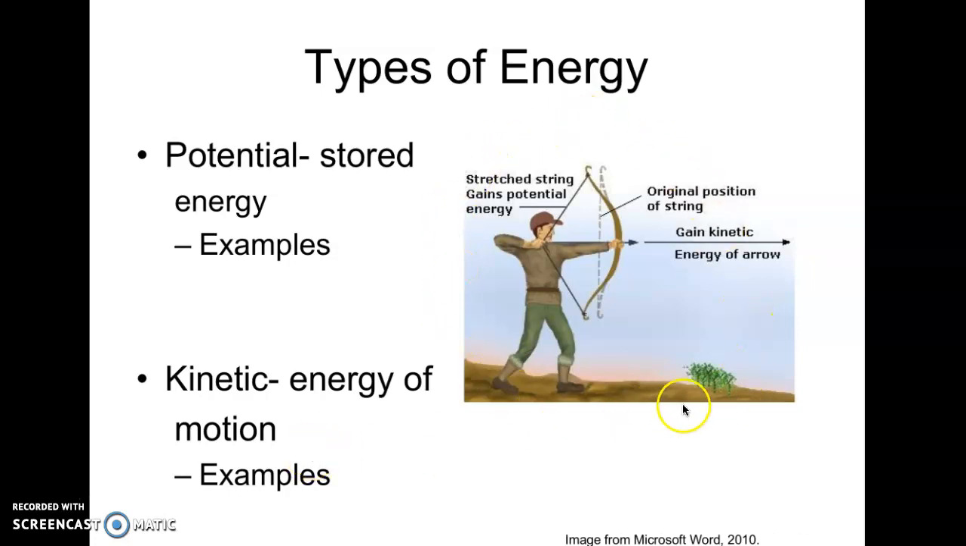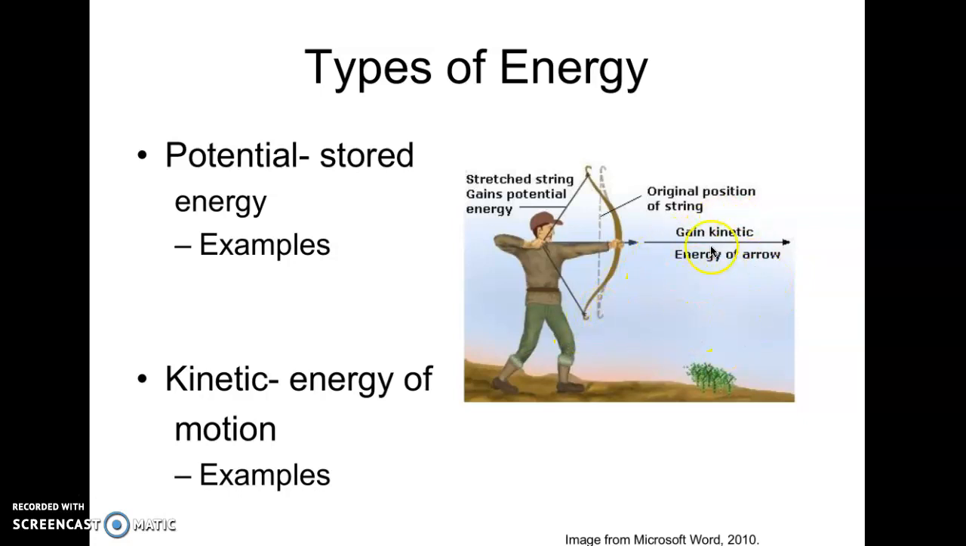So in my example here, I have an archer. They're holding their bow, and if the bow was just at rest, so maybe they were just holding it here in their left hand and not getting any force upon it, this string actually has potential energy. In its normal state, its original position, it has potential energy. The energy is stored. It is not done with until we start to change that.